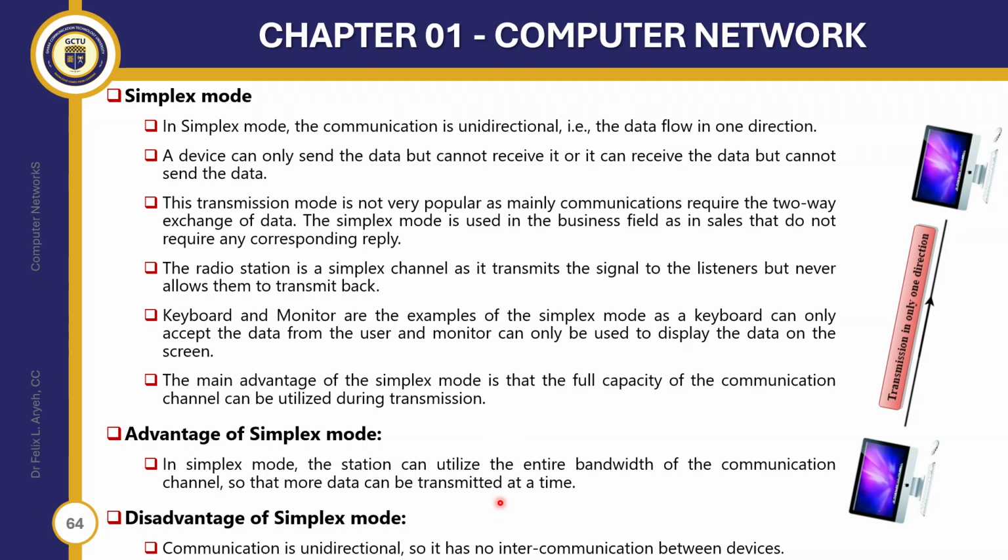So the station can usually utilize the entire bandwidth of the communication channel so that more data can be transmitted. Because they are the only ones sending information, they're able to use the entire bandwidth to send that particular information. So this is an example. Transmission is in only one direction. This sends information only to this one, and this can't do anything about it. So communication is unidirectional, so it has no intercommunication between devices. So it's only this computer that can send information to this computer. That is an example that we can give.